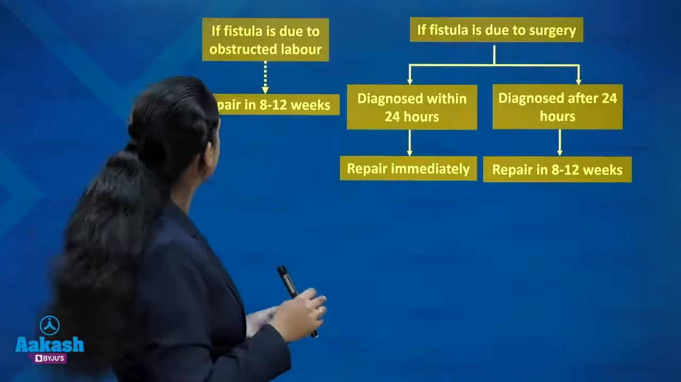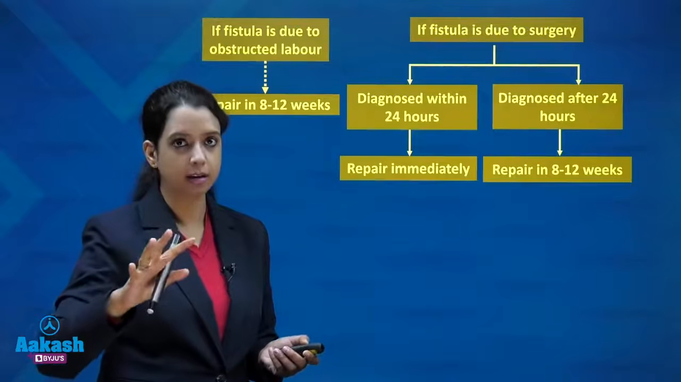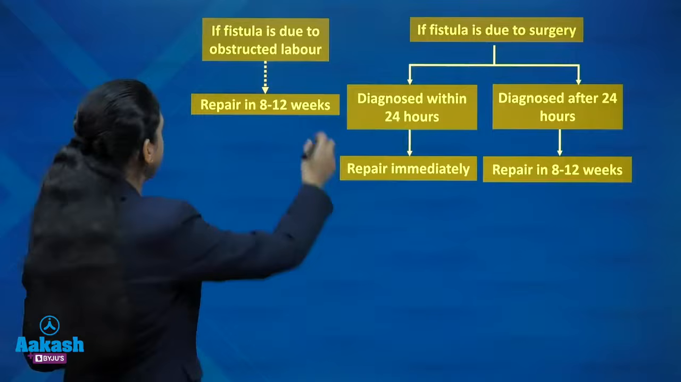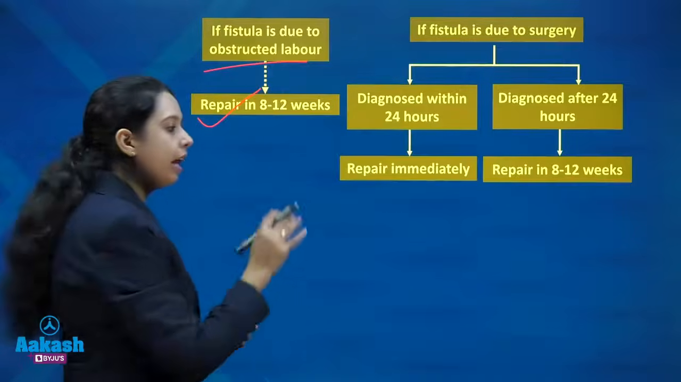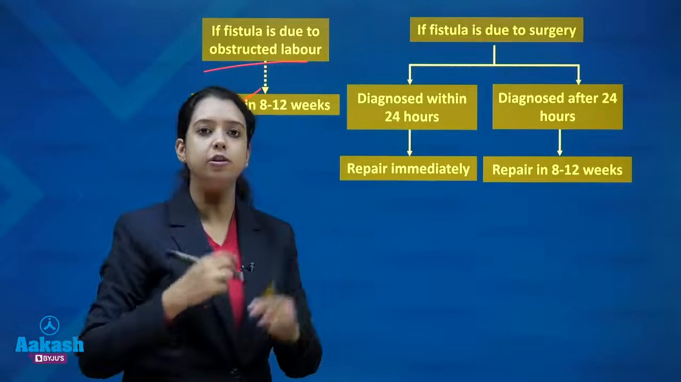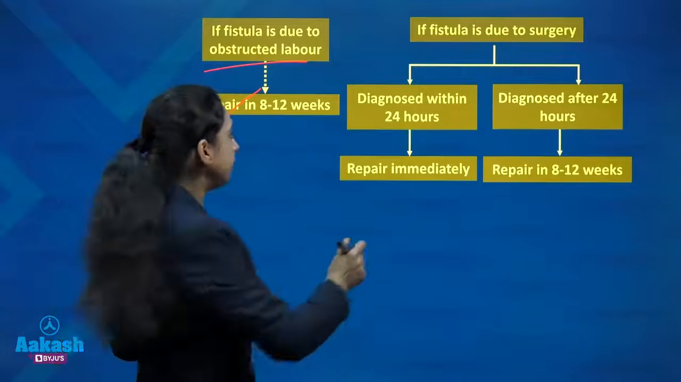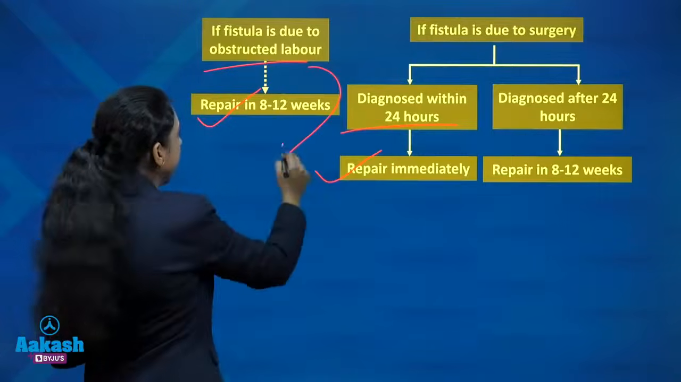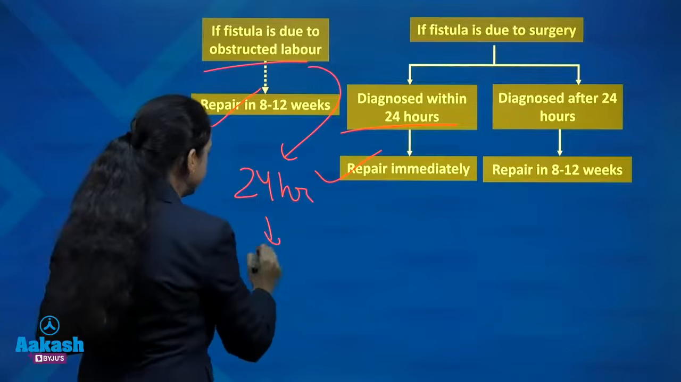Okay. Now, how will you manage? Suppose a patient went into obstructed labor and she presents to you with fistula after some time. So in case of obstructed labor, you have to repair the fistula after 8 to 12 weeks. Now you were doing a surgery, this is a different condition, and fistula happened. You diagnosed it then and there. So if you have diagnosed it then and there, within 24 hours, you can repair immediately. Even in obstetric cause, if you have diagnosed within 24 hours, you can immediately repair.